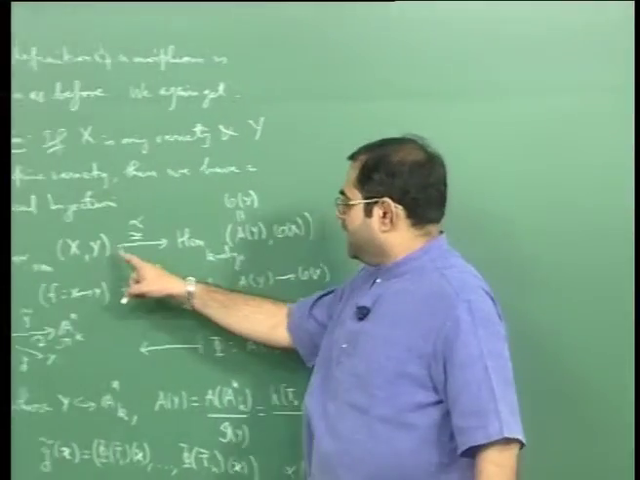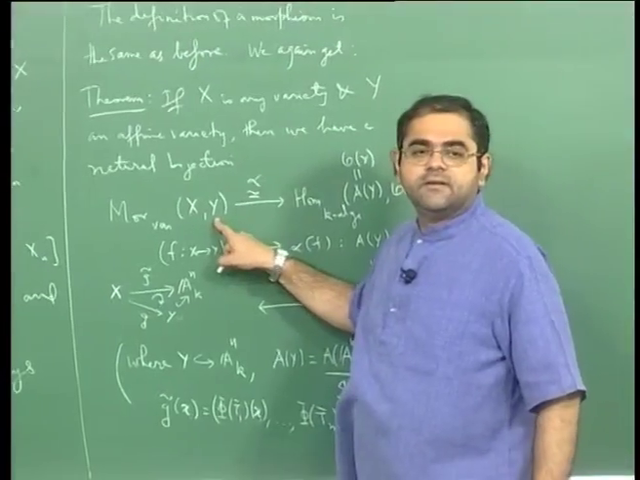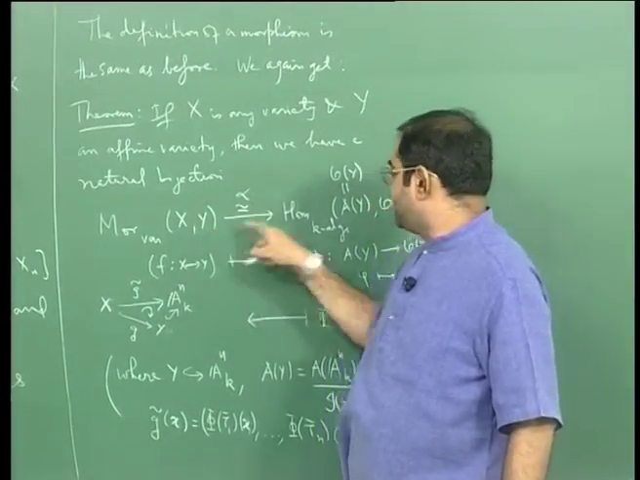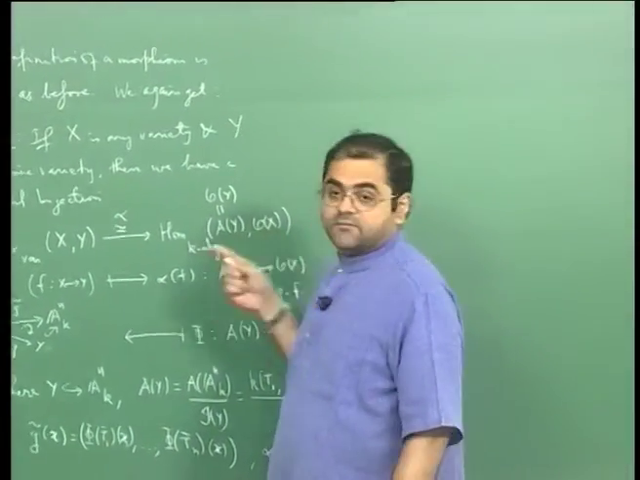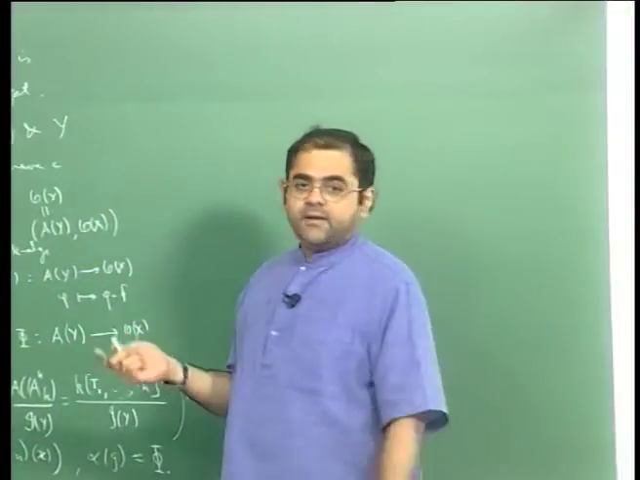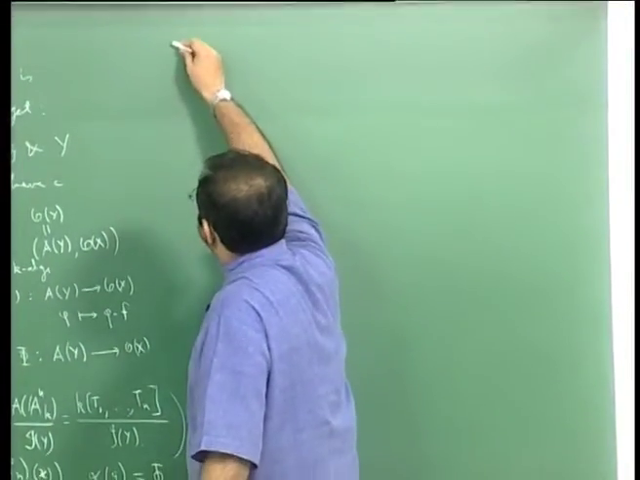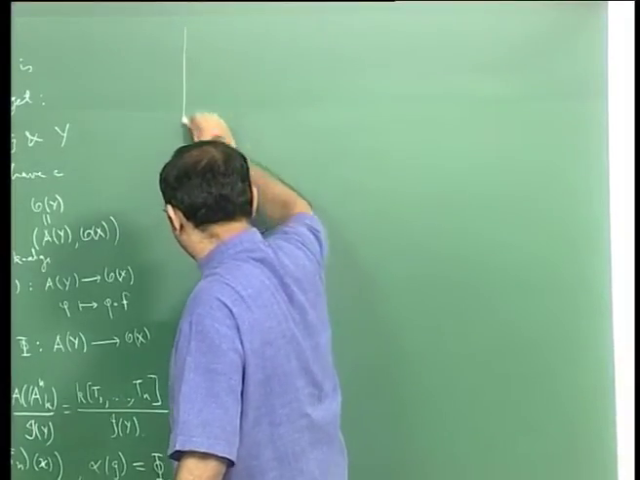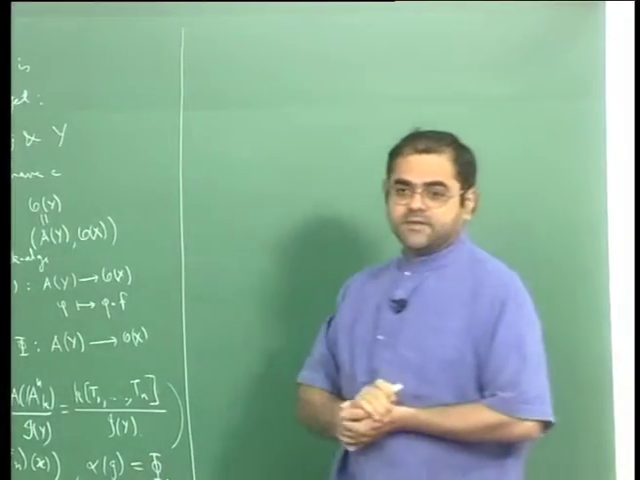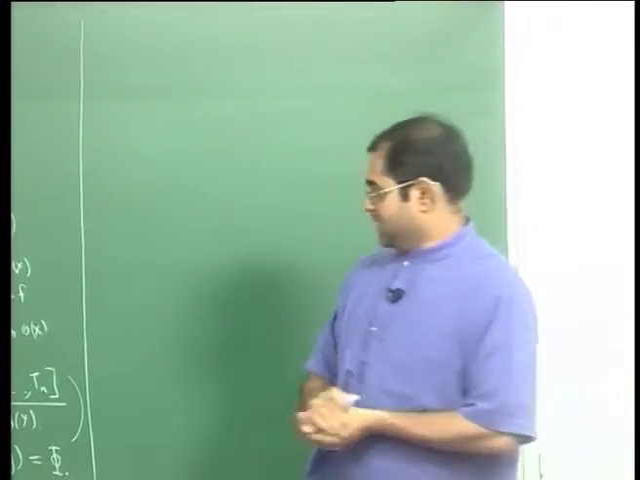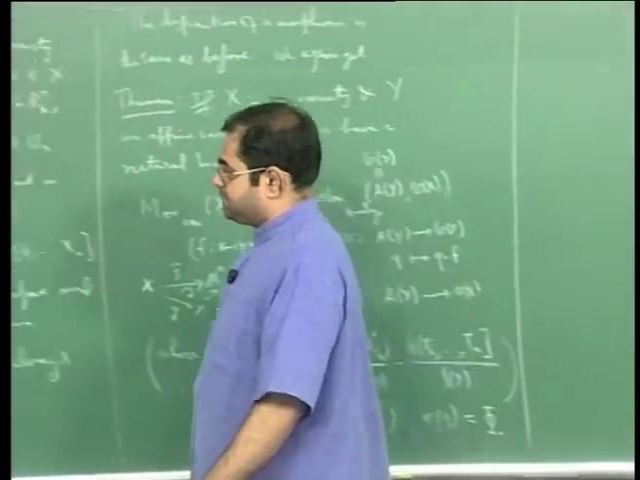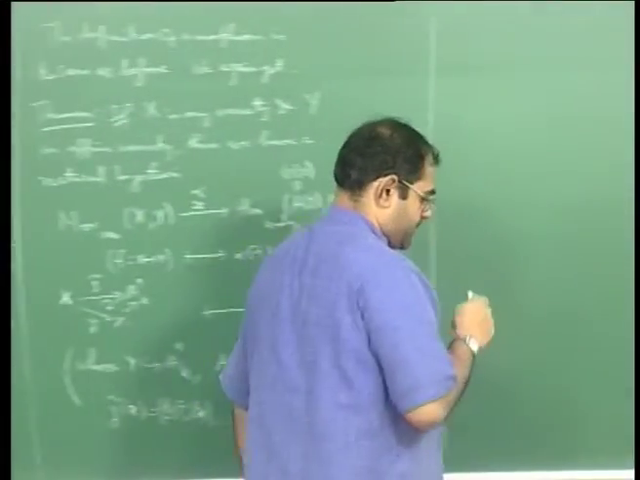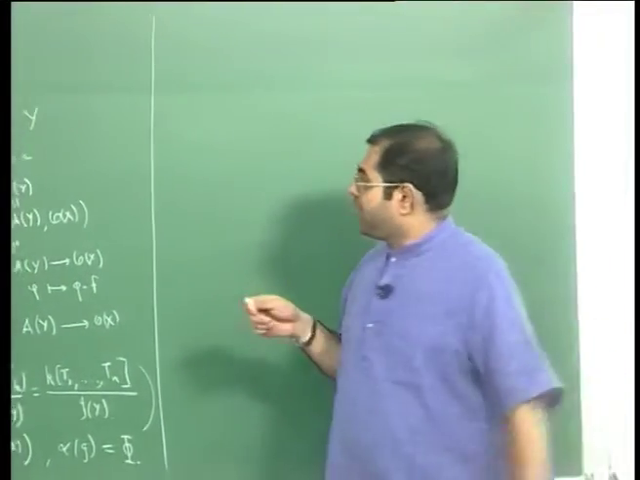So in particular, if I take Y equal to A1, it will tell you that the morphisms from X to A1 are the same as the regular functions on X. So just as in the affine case, the regular functions are the same as morphisms into A1, there's really no difference. So the same proof works.